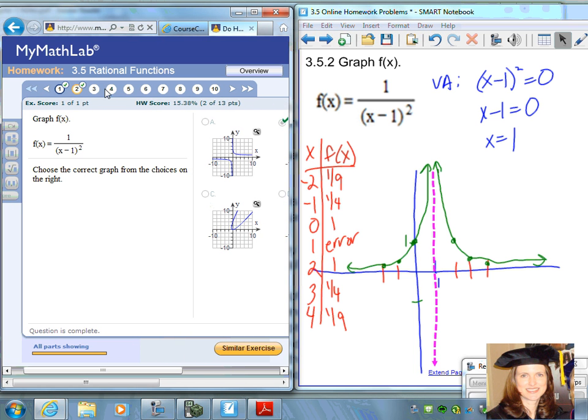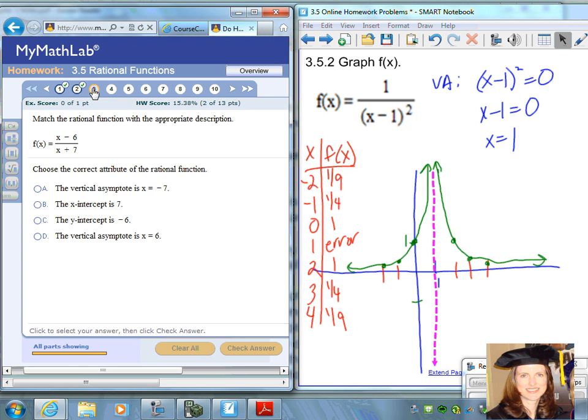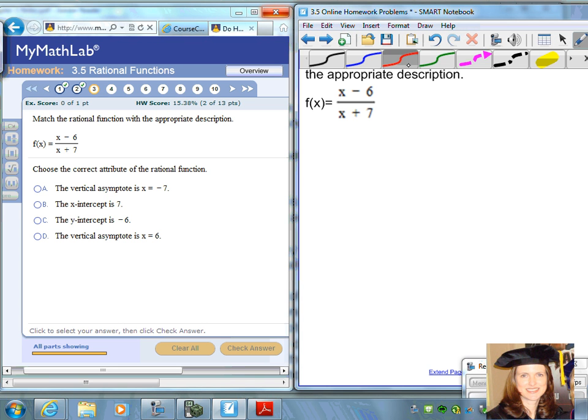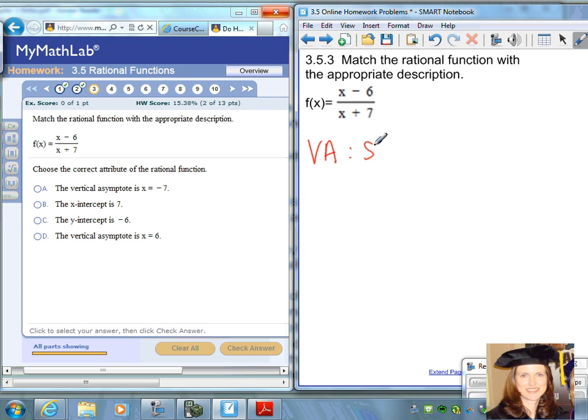Okay, let's now look at question number 3. Match the rational function with the appropriate description. The descriptions say we have a vertical asymptote at -7, the x-intercept is 7, the y-intercept is -6, and the vertical asymptote is 6. Well, the way you find the vertical asymptote, the VA, is you set the denominator equal to 0.